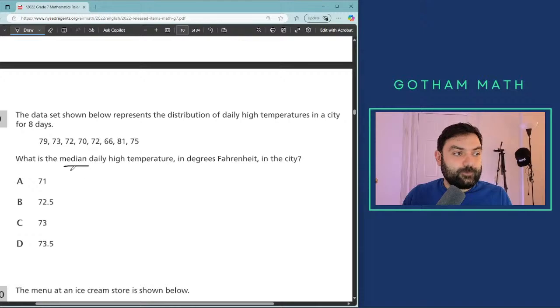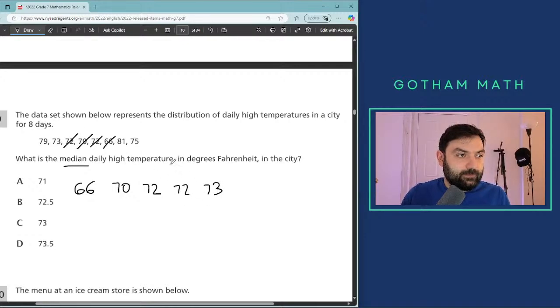Step 1 to find the median is to list all these numbers from lowest to greatest. Let's do it. And as you do it, just cross out the number that you listed. It helps. It really does. So we're going to start with 66. Okay, so crossed it out. The next one is going to be 70. The next one is 72. Then another 72. Then it's going to be 73. Then 75. Then 79 and 81.